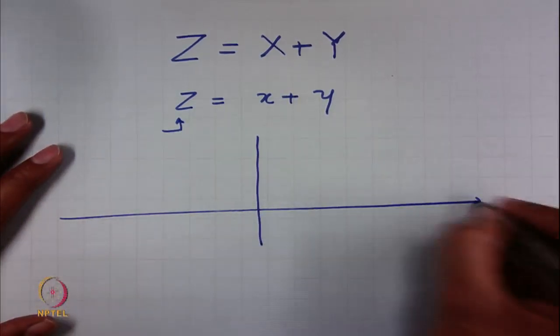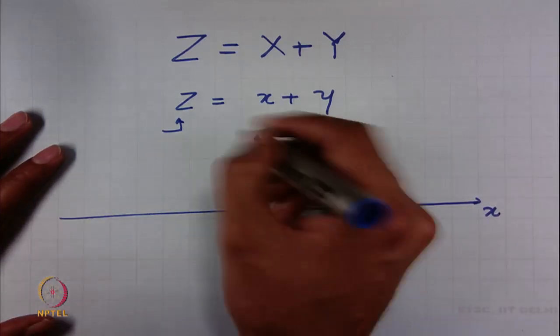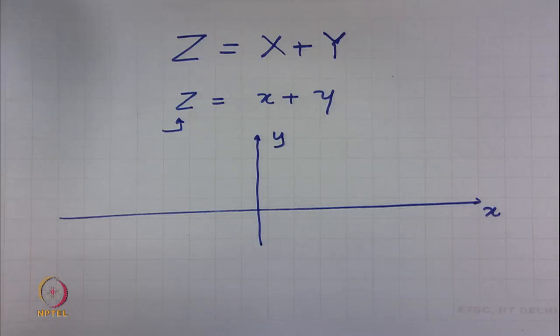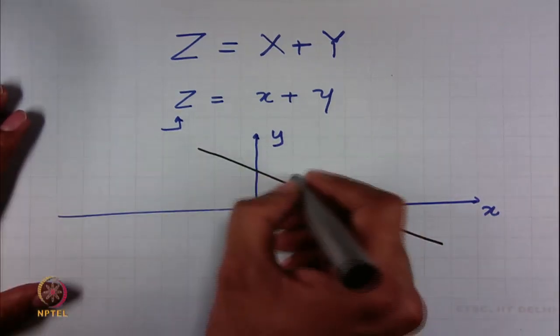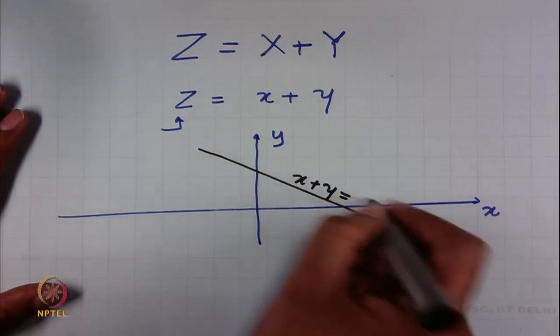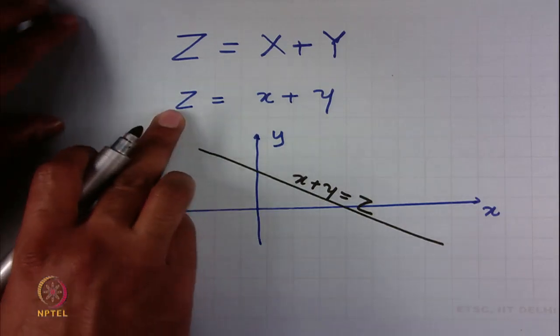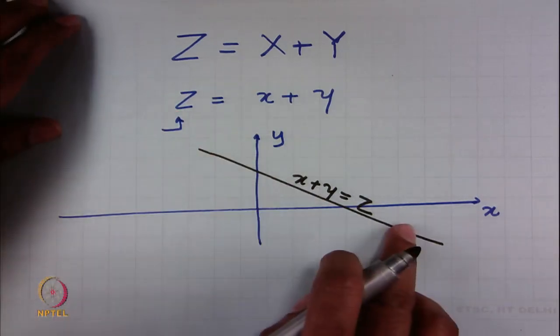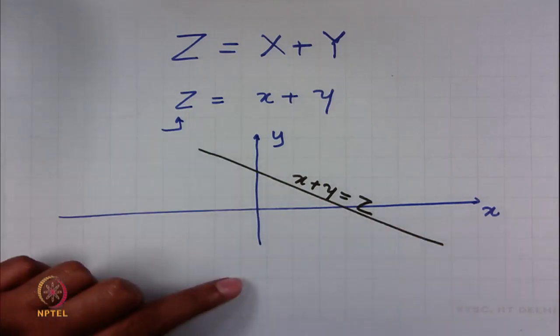So, suppose I have here the numerical values of random variable x, and on the y axis I have the numerical values corresponding to random variable y. I can draw a line x plus y equals z. For a given value of z, we can draw such a line.